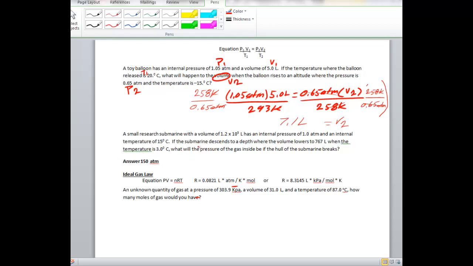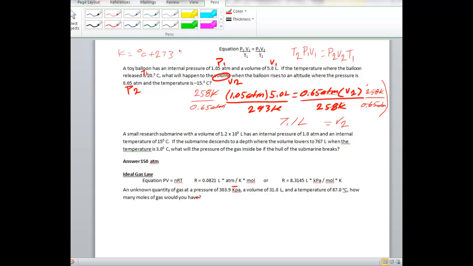So I would like you to try this problem using this technique, or you can rewrite this equation as P1 V1 multiplied by T2 is equal to P2 V2 T1. Might be a faster way to set it up and solve it. We should always remember that Kelvin is degrees Celsius plus 273. We always need to convert to Kelvin.